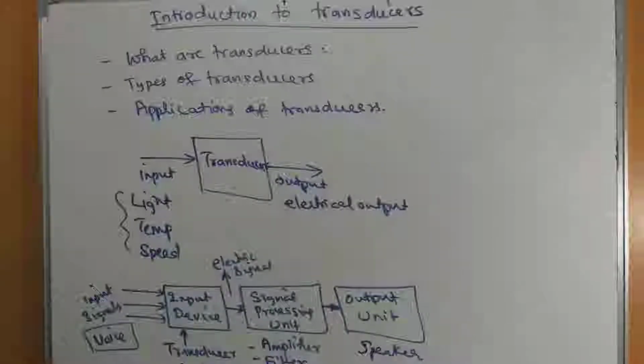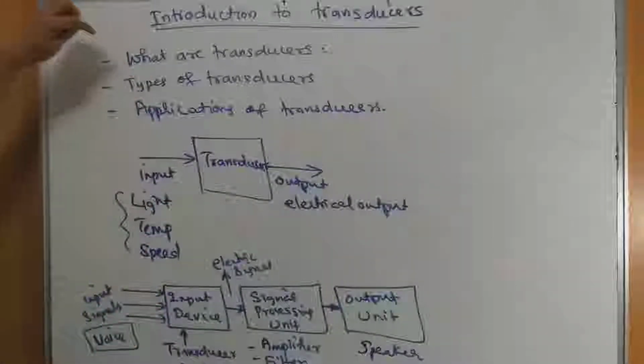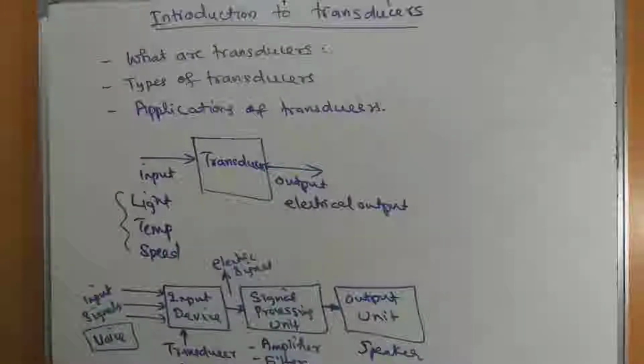So again, if you go back to the basic definition, transducers are pieces of instruments capable of transforming one form of energy into another form. In most cases, the transducer has its input in the physical form, and the output is in what we call the electrical form.